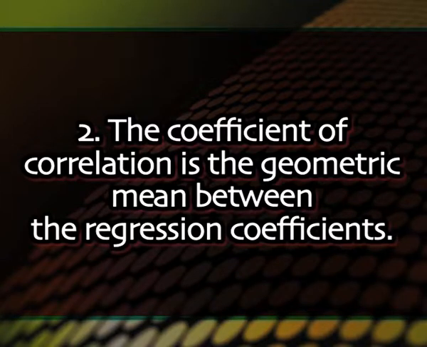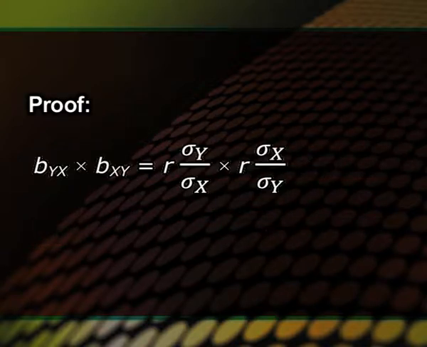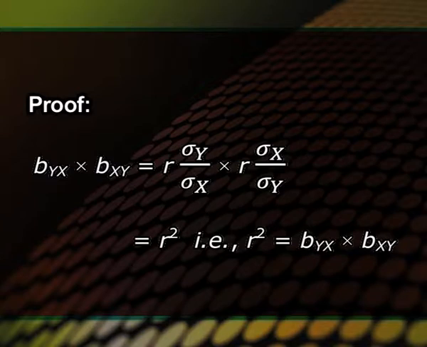Second property: the coefficient of correlation is the geometric mean between the regression coefficients. The proof: we have byx times bxy. Let's multiply the two coefficients, and we get r times sigma y by sigma x times r times sigma x by sigma y. This is equal to r square, because sigma y and sigma x cancel out. So r square is equal to byx times bxy, which shows that the coefficient of correlation is the geometric mean between the regression coefficients.